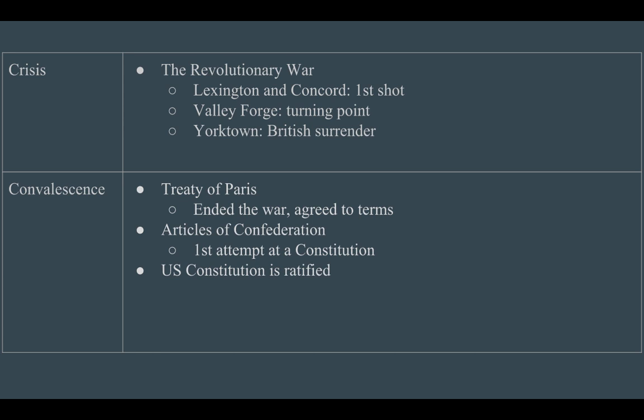And our convalescence for the American Revolution would be the Treaty of Paris. It ended the war.